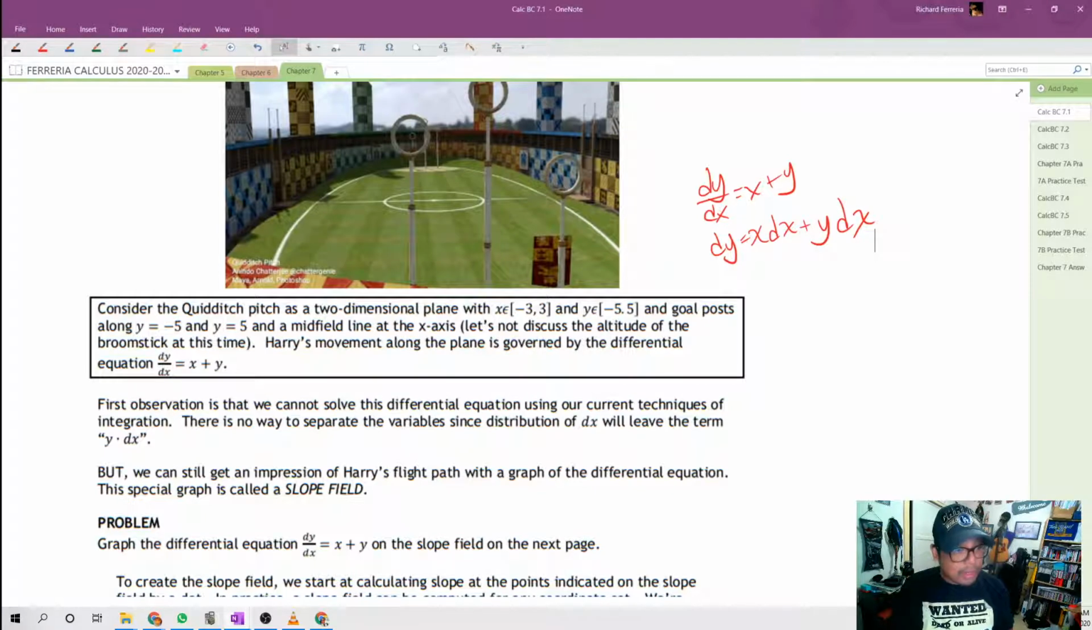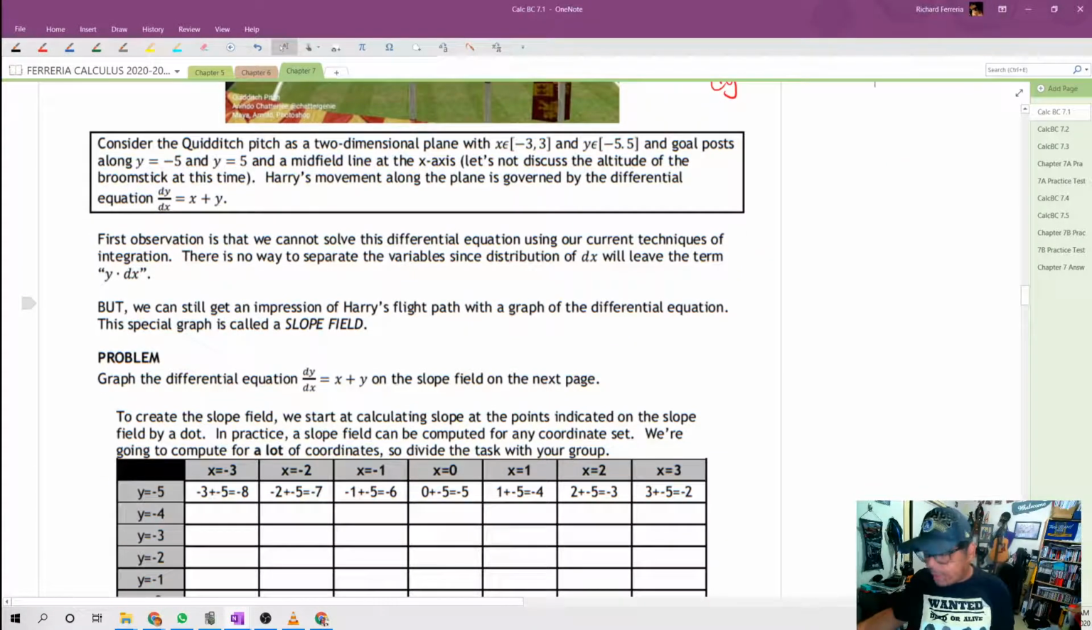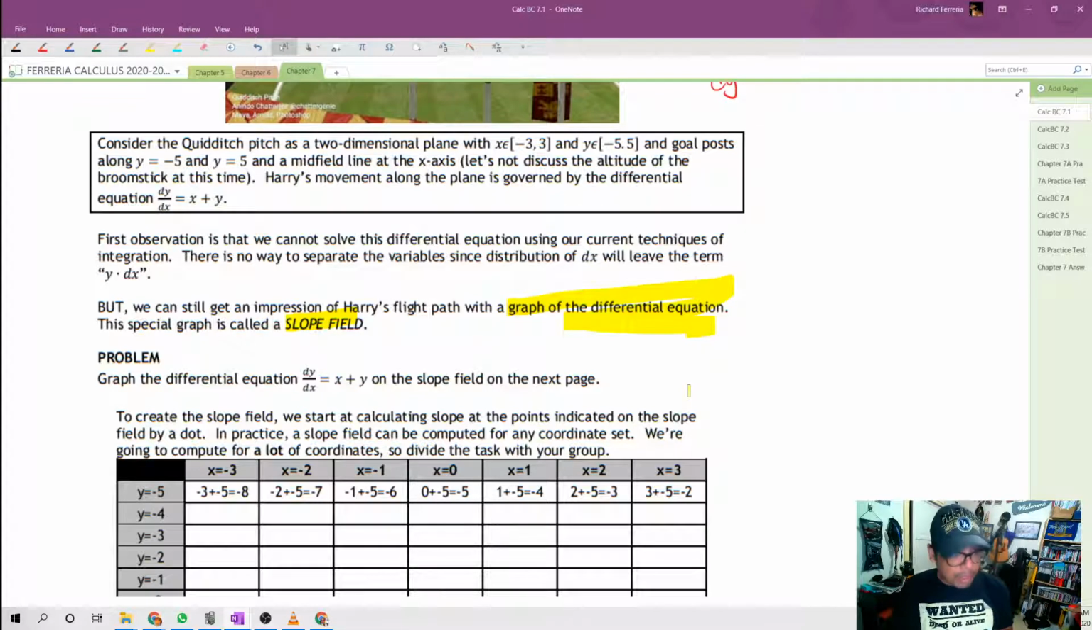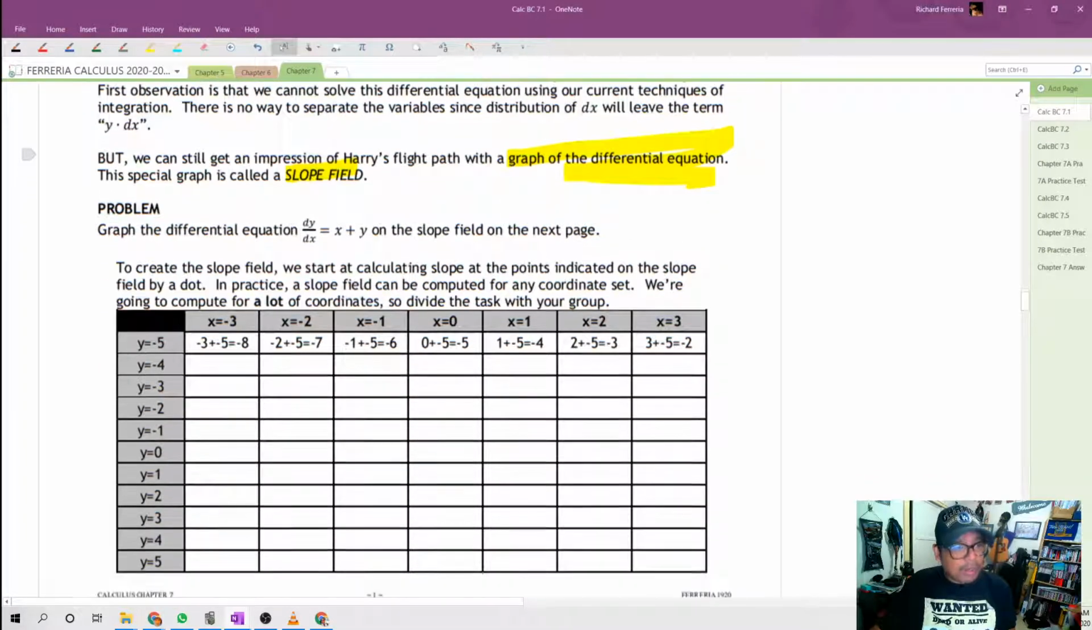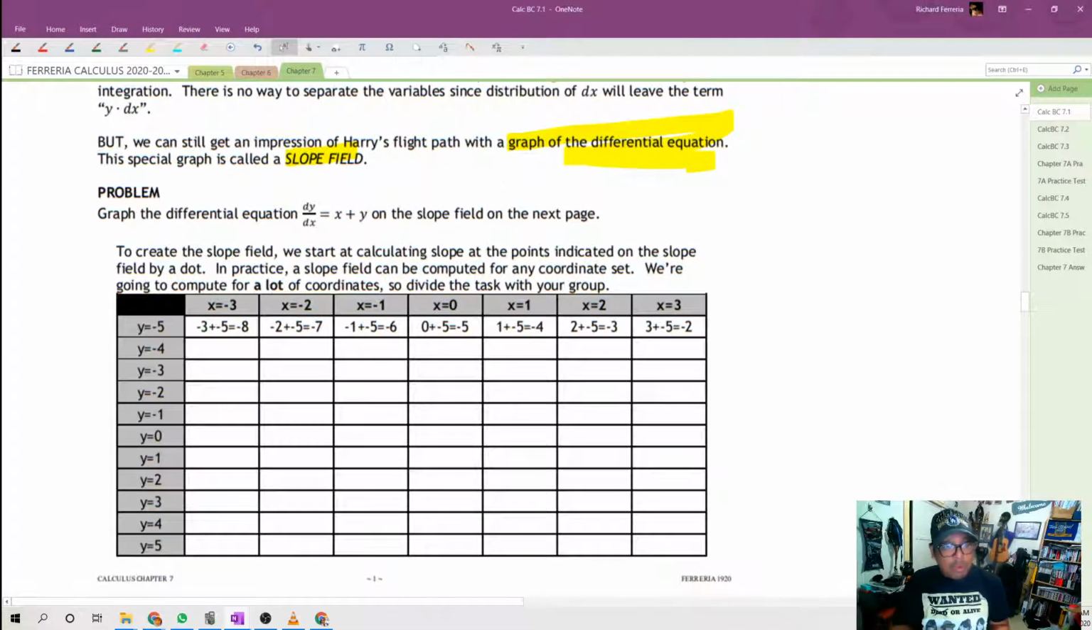this differential equation. So we can still get an impression of Harry's flight path with a graph of the differential equation, and the graph of a differential equation is called a slope field. So I want us to start thinking of the slope field as nothing more than the graph of a differential equation. So let's take a look at how we're going to do this, and the way that this is typically done is to go ahead and figure out the slope at a few different point coordinates.